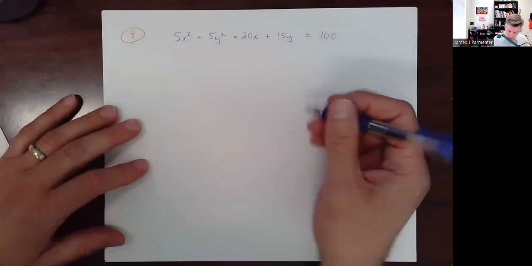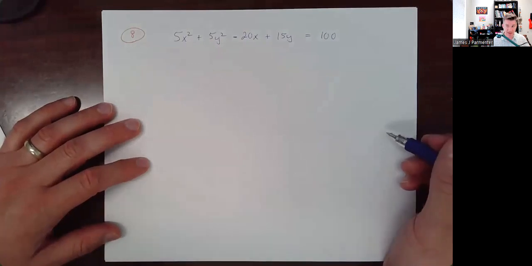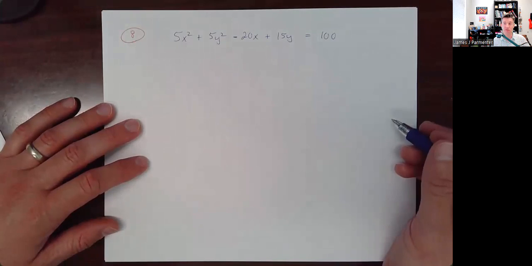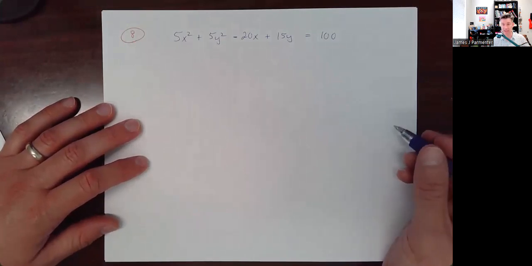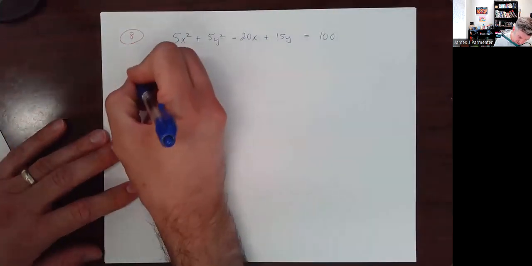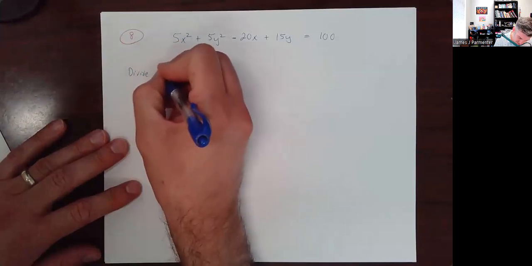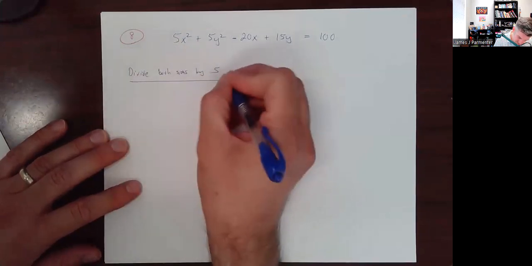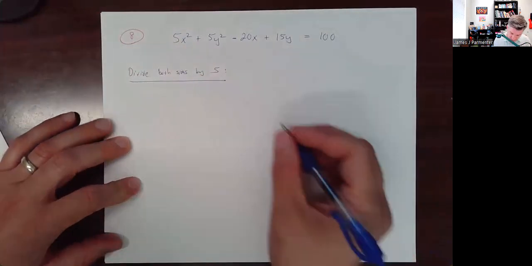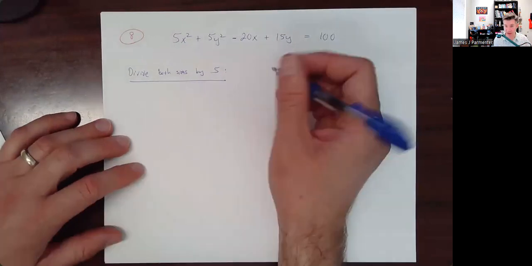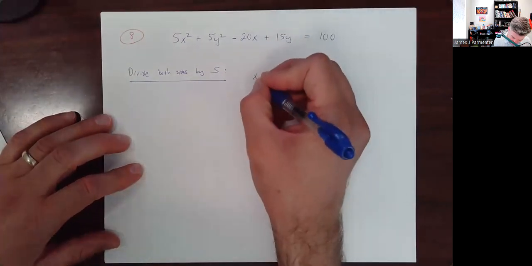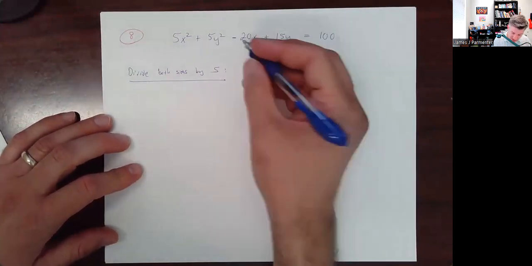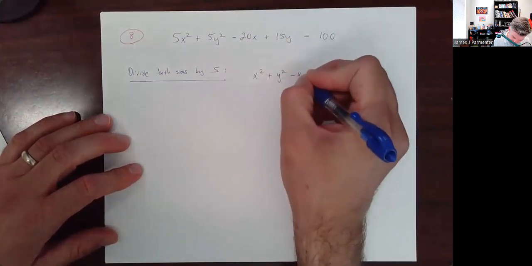So here, even if the numbers aren't nice, the first step is to divide by the coefficient of x squared and y squared. It's just the easiest thing to do. So we're going to divide both sides by 5. So 5 divided by 5 is 1, so I'm going to get 1x squared plus 1y squared. 20 divided by 5 is 4, so negative 20 divided by 5 is negative 4x.